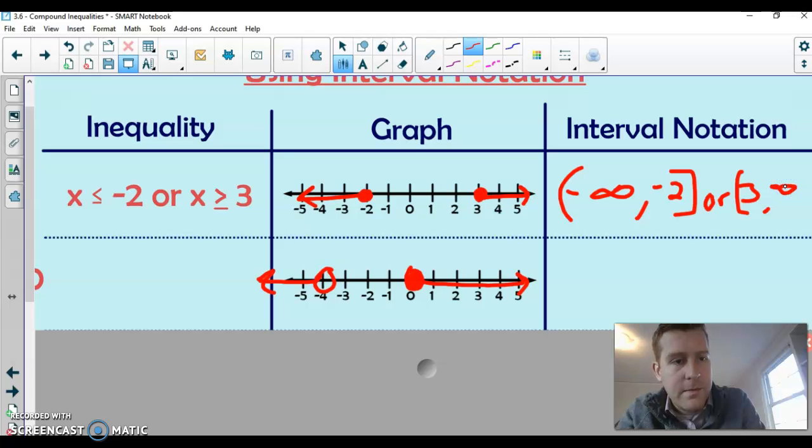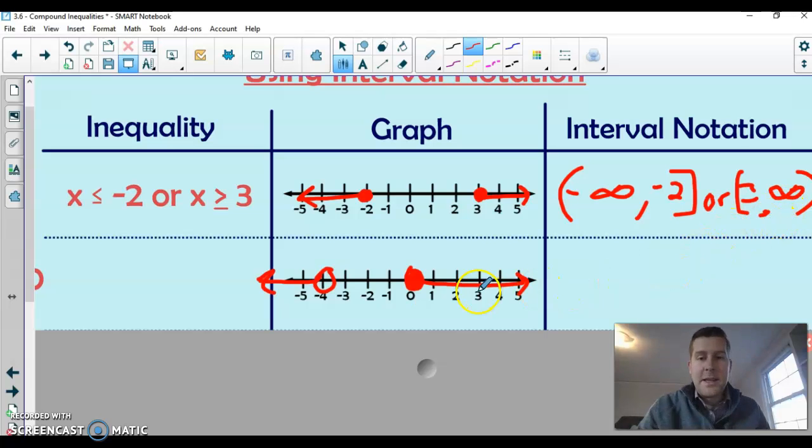Ooh, that's a terrible infinity symbol. Let's make that look a little better. Ooh, now we're erasing. Oh my goodness. All right, a little better. And around infinity, we always use a parenthesis.